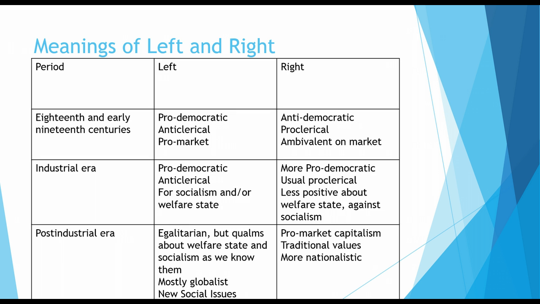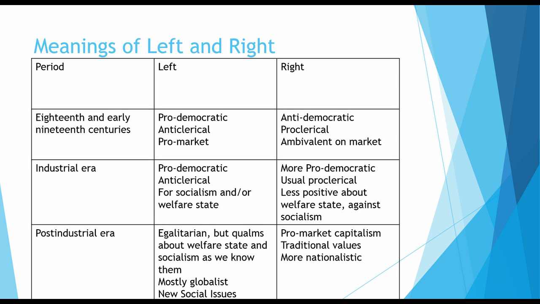We still see the left as pro-democratic, anti-clerical, but for some, socialism and a welfare state starts to creep into that perspective of what's supposed to be going on, because people on the left tend to be more egalitarian in the things that they would like to see happen. Now on the right, we see more pro-democratic, we see usually clerical, and they're less positive about a welfare state, and they're definitely against socialism.